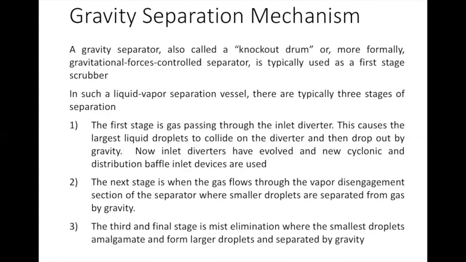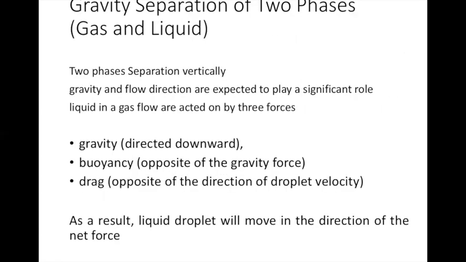Now the third stage, which is the final stage, is the mist elimination. So even the liquid particles which are not separated inside the disengagement section are further separated in the final stage, which is the mist elimination section, right? So there are particularly three stages in a gravity separation mechanism.